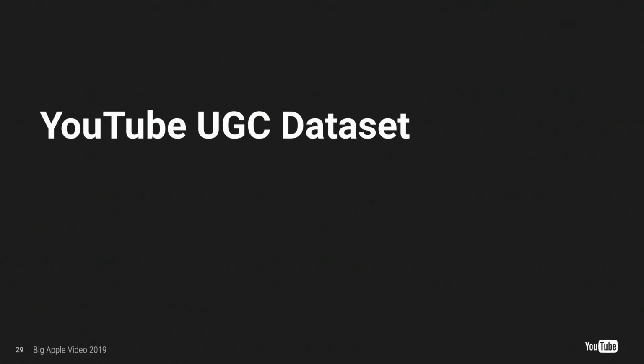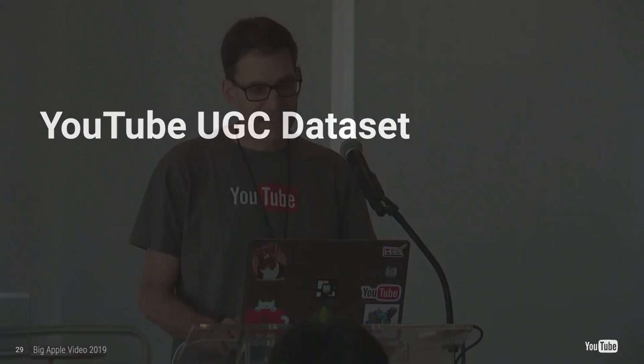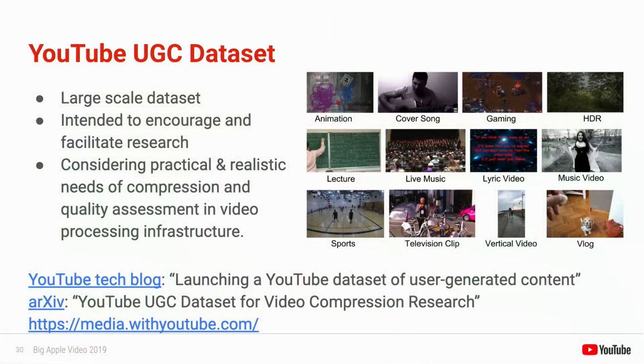Because of the challenges I've described presented by user-generated content, the media algorithms team has created and published the YouTube UGC Dataset. This is a large-scale dataset of user-generated content intended to aid the advancement of research on video compression and quality evaluation. I'm going to tell you a little bit about the UGC dataset and how it was created. You can also read about it on the YouTube Tech blog or in a paper we published at arXiv. And we've also made the dataset available for browsing and for download at that website I mentioned before, media.withyoutube.com.